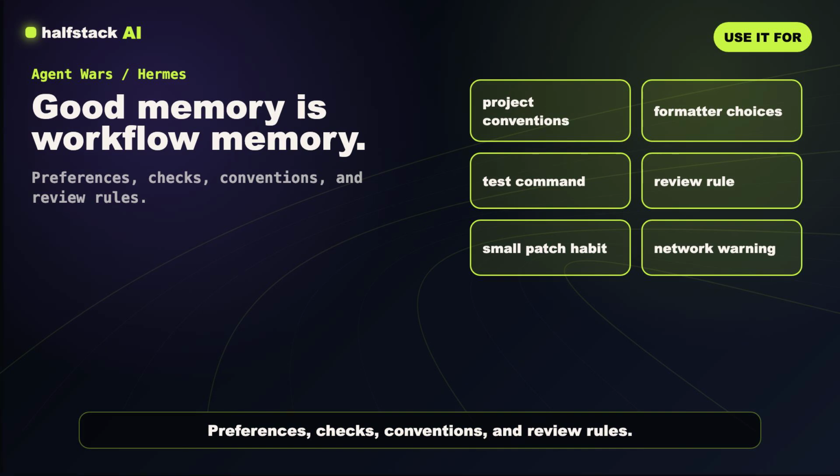This is where agent memory can help. Save conventions, test commands, formatter choices, and review rules. Do not save secrets, private data, internal URLs, or instructions like always approve commands.